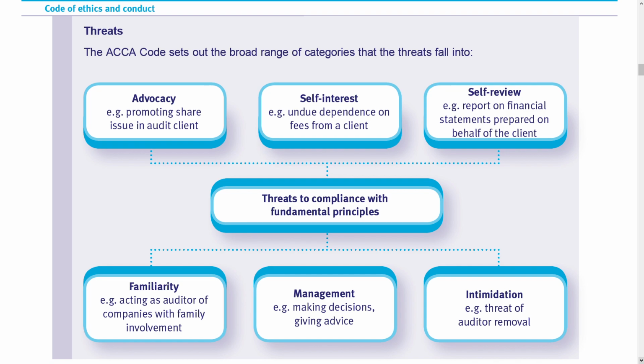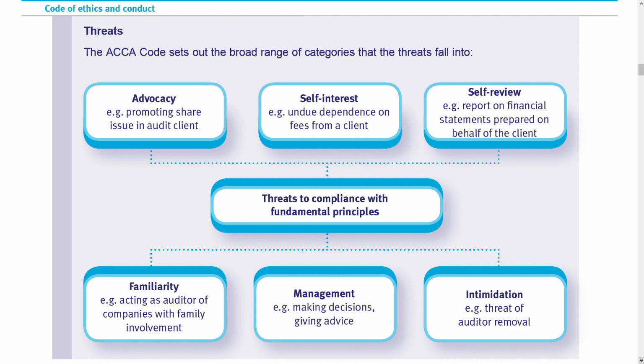Self-review. Reviewing your own work. Auditors are making the financial statements and then they are also auditing those financial statements. So it's known as self-review. Okay. Next, familiarity. What is familiarity? When the auditor becomes very familiar with the management. Management, making decisions or giving advice. That means you are the one making decisions and giving advice. You means the auditor. But it is the role of the management, not the auditor. So it's a threat.